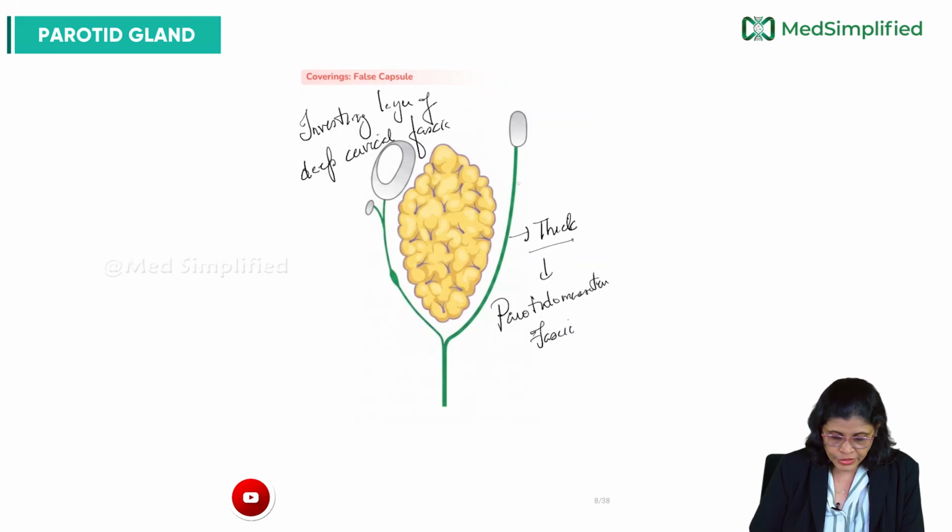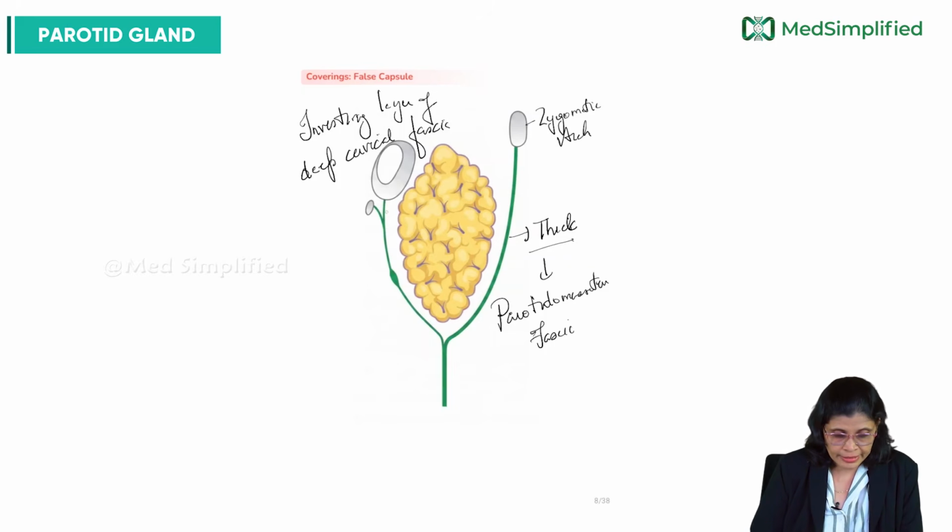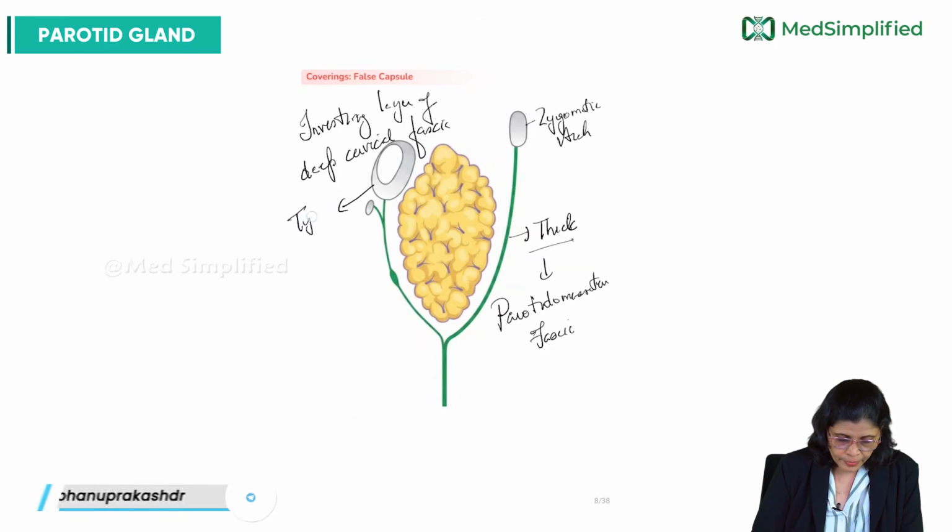And it is attached about the zygomatic arch. So here it will be attached about the zygomatic arch. So that is about the superficial lamina. The deep lamina, compared to the superficial lamina, is thin. Okay, it is thin and it will be attached to the tympanic plate here, and to the styloid process.